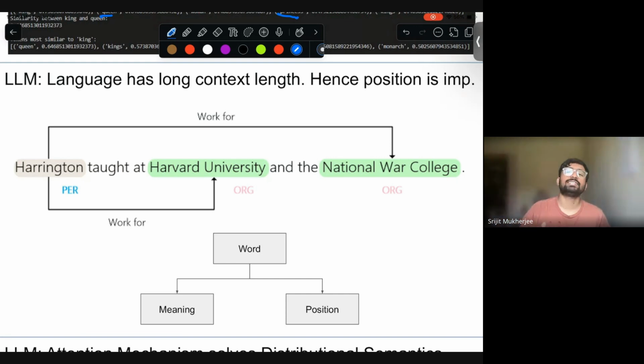Now the last question is how. We will see that in the whole "Attention Is All You Need" paper, that's where the secret lies. It encodes both. And that's what we are going to learn now. You will learn attention in the future classes.